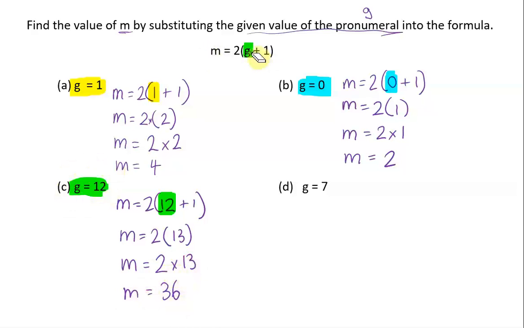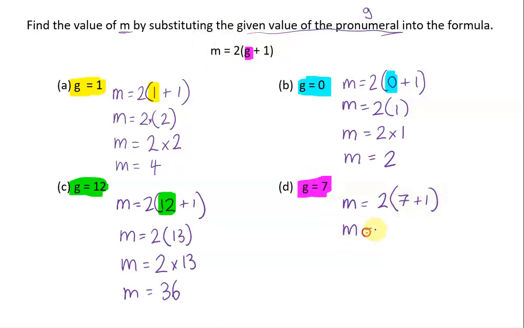We have one more example here that we can have a look at, part D. G equals 7. Do this one in pen. So we're putting our 7 in where the G is. G is equal to 7 in this example. And so, again, we rewrite our formula. We're substituting in the value. And to substitute, we rewrite it just as it is, but instead of our pronumeral, our G, we put in our value 7. So 7 plus 1. It's just the same as this, but instead of G, we put 7 in because that's what G is. G is equal to 7.